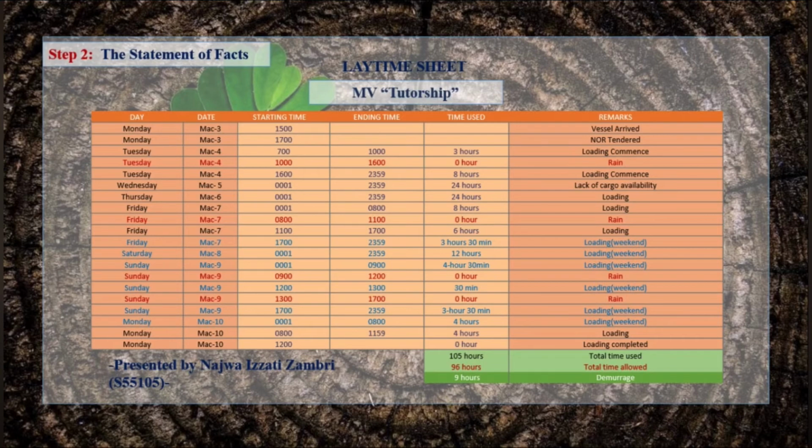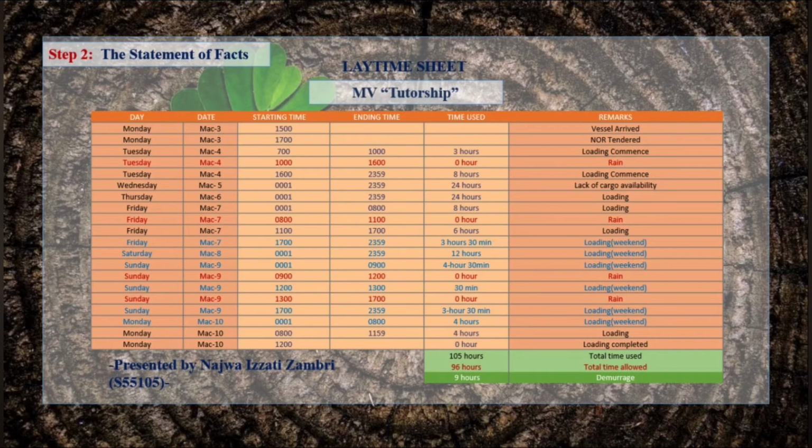Based on this lay time sheet, as we can see, for Tuesday, March 4, Friday, March 7, and Sunday, March 9, the hours are not being calculated in the lay time calculation due to the bad weather, which is rain. In lay time calculations, among the factors that may interfere with lay time, one of the factors is bad weather, which in this question is rain. On Wednesday, March 5, starting time 0001 until ending time 2359, the time used is 24 hours because of lack of cargo availability.